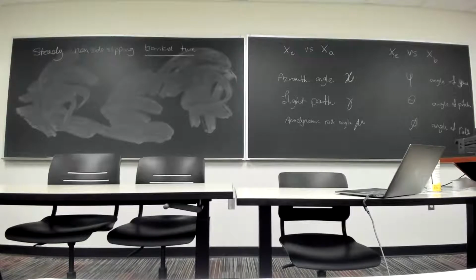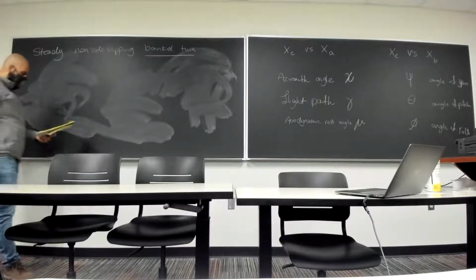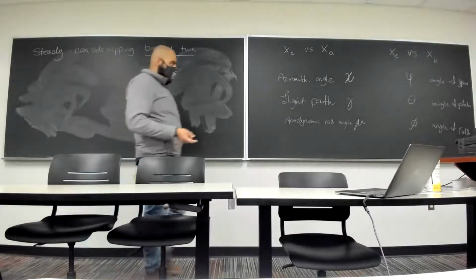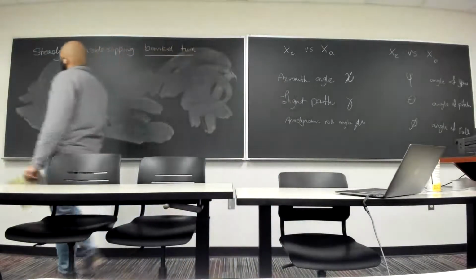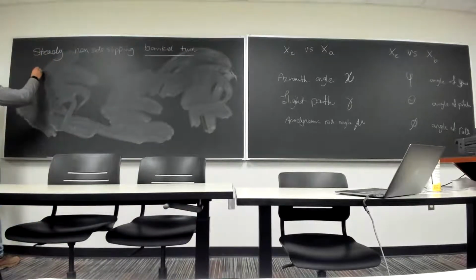So essentially, the difference is that in the flat turn, you had some yaw, right? Here, we don't have the yaw anymore. We have the roll, right? So the angles that are really present here are the flight path angle and the aerodynamic roll angle. The combination of these two is called the bank angle.